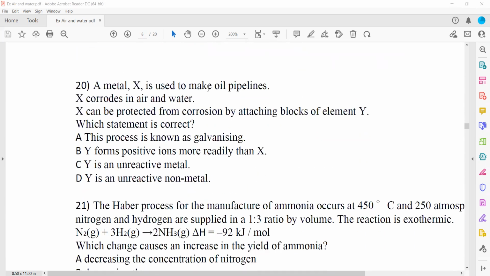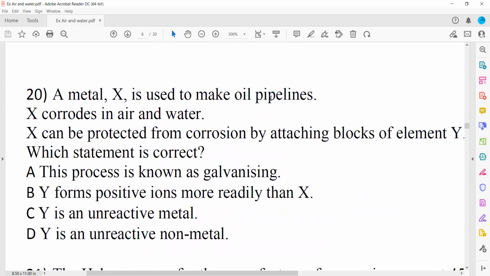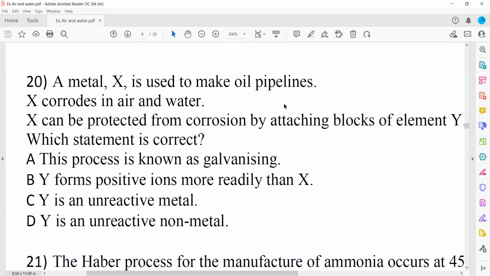And the last one, a metal X is used to make oil pipelines. X corrodes in air and water, and X can be protected by attaching a block of metal Y. Which statement is correct? So block Y should be more reactive, because we have metal X that can rust. So we protect this metal X by this Y. So this one is X.